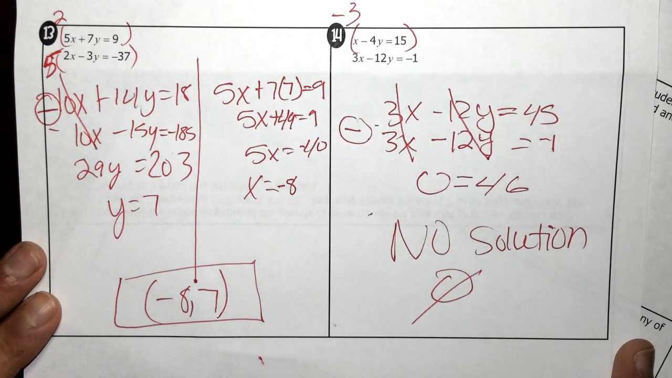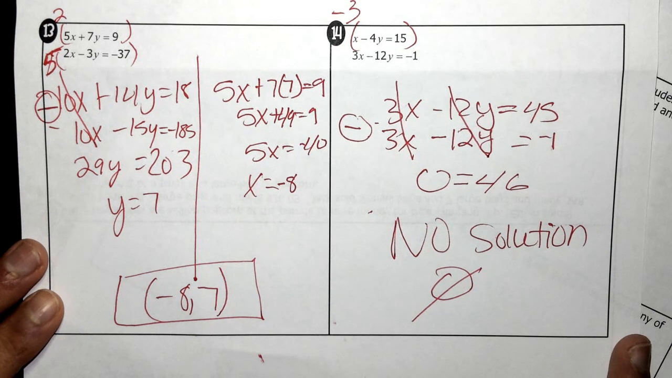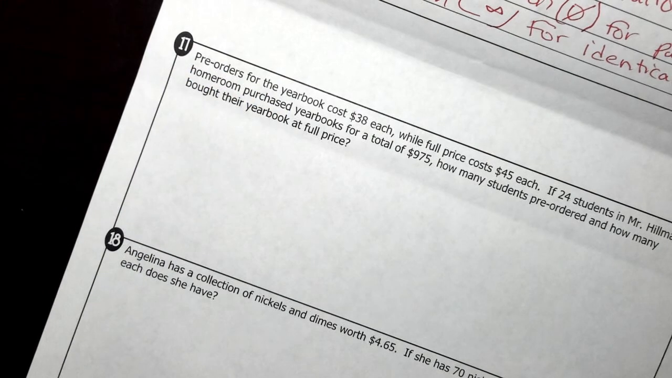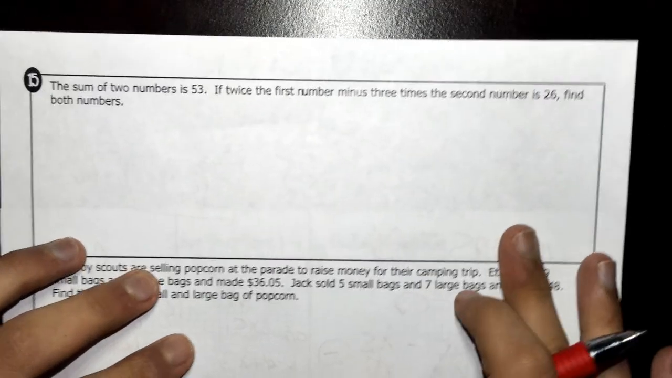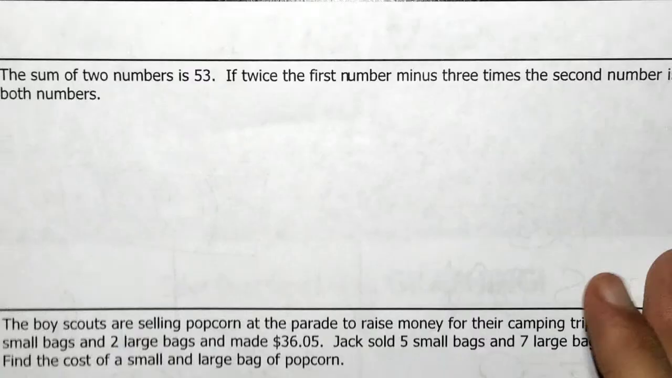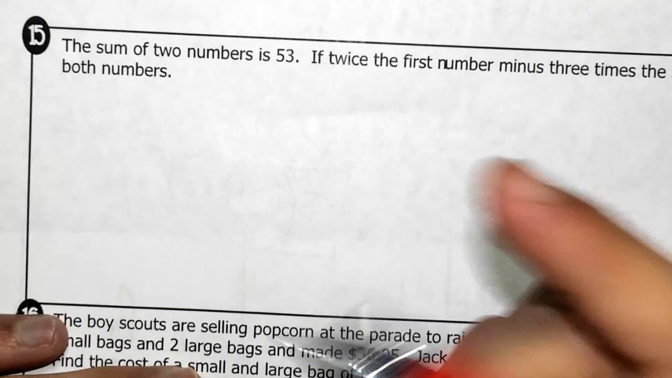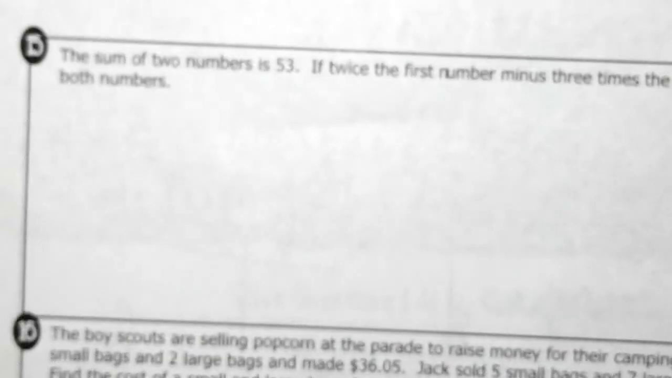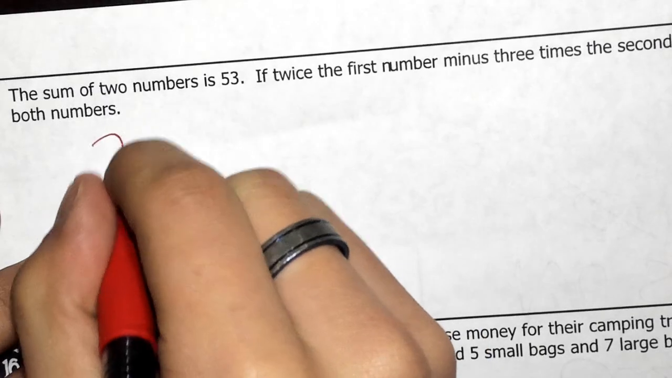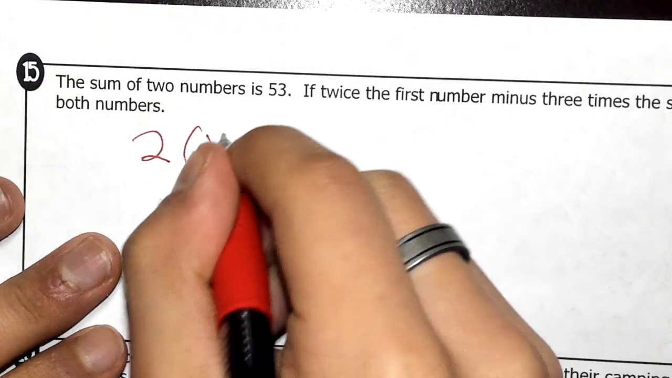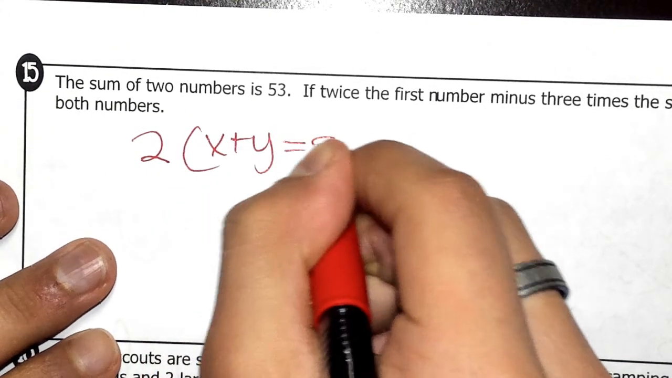Pause if you need to right there. Alright. So, our final application. We got our applications here. The sum of two numbers is 53. Two numbers, x plus y equals 53.